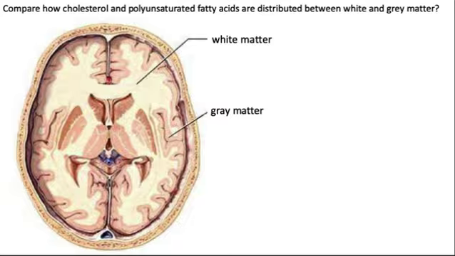Based upon what I've described so far, and upon your knowledge of the brain, where do you think there will be more cholesterol, and where do you think there will be more polyunsaturated fatty acids within the brain? Will there be more in white matter or more in gray matter? Please pause a minute and think about it. A lot of you should be able to come up with this answer.